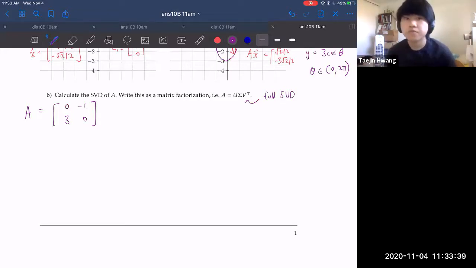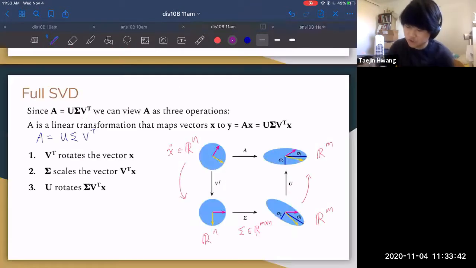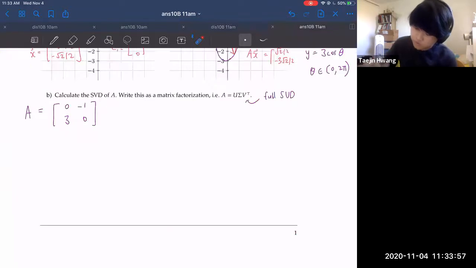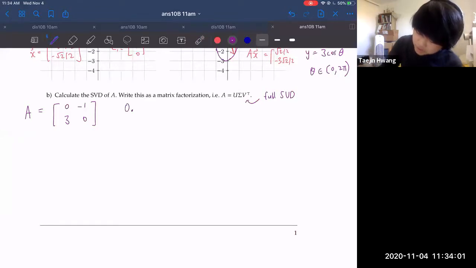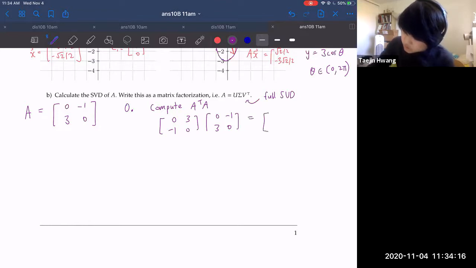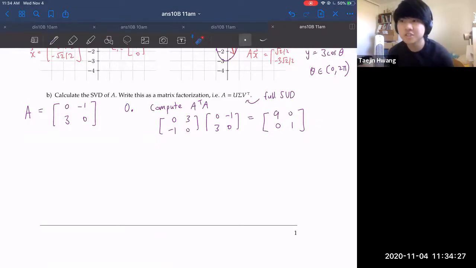Okay, so to go over this problem, it's really just a rehash of all the steps we talked about when computing the full SVD. So we compute the eigenvectors and eigenvalues, we take the square root to compute the singular values, and then we compute the left singular vectors. So let's start with step, I like to call step 0 really, which is to compute A transpose A. If we do this, we're going to end up with 9, 0, 0, and 1. And it's just a good sanity check to always make sure that the matrix A transpose A is symmetric. If it's not symmetric, that means you've probably done something wrong in your matrix multiplications.